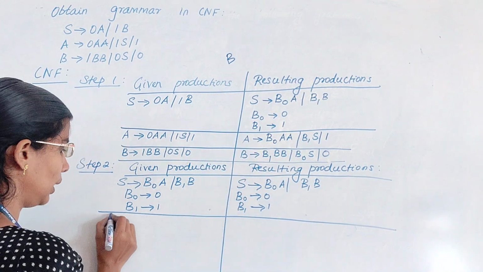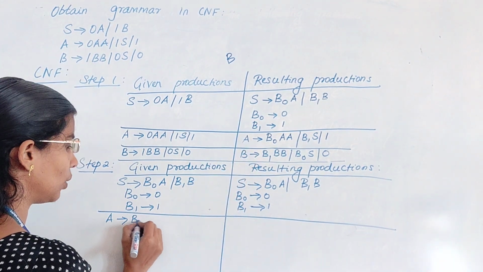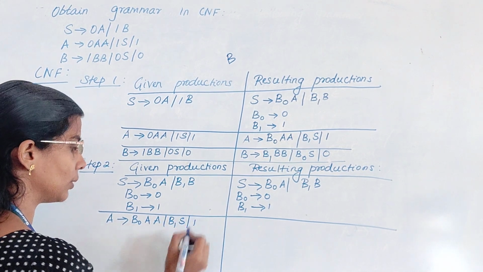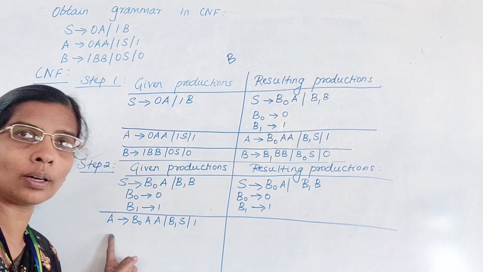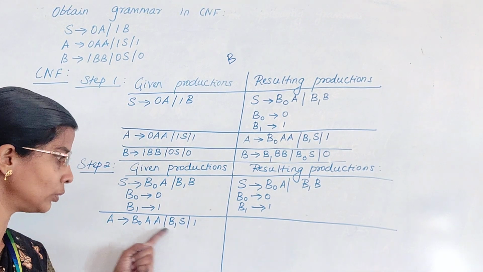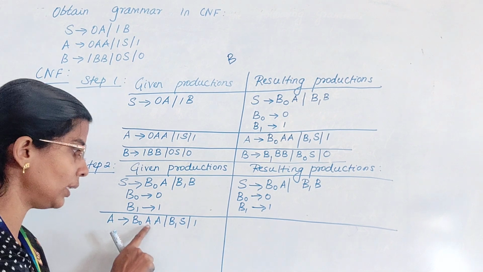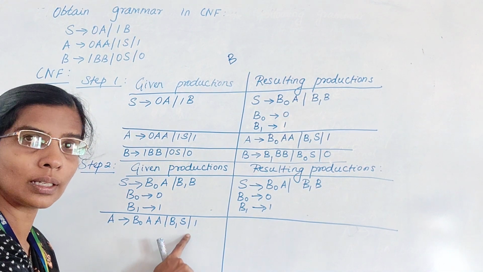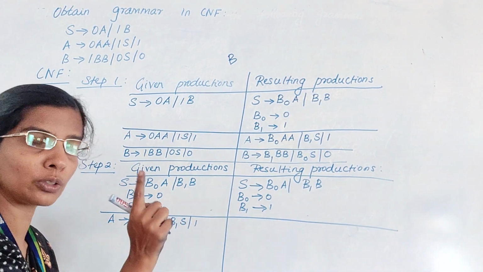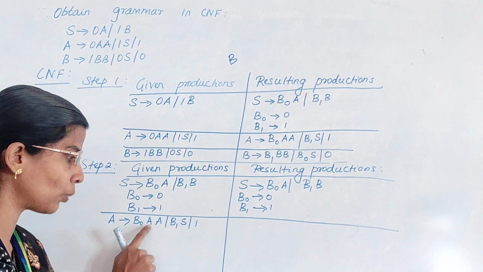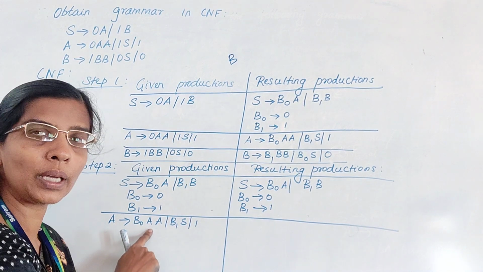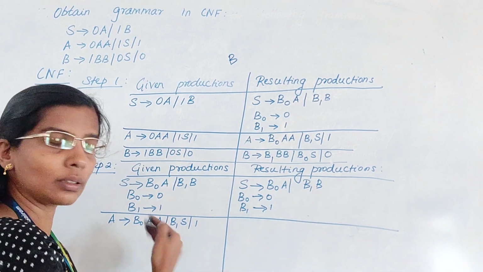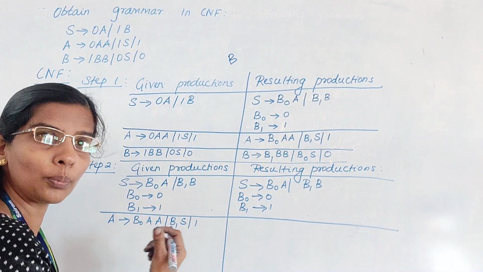Coming to the second one, A tends to B naught A B1 S or 1. So here this A production has 3 rules: 1, 2, 3. Among these 3, only the first one has 3 non-terminals. See here, 2 non-terminals, it is in the correct form. Here a single terminal, it is also in correct form. So grouping I have to apply only for this. So how will I group? I should group from right. 2 you can group up.